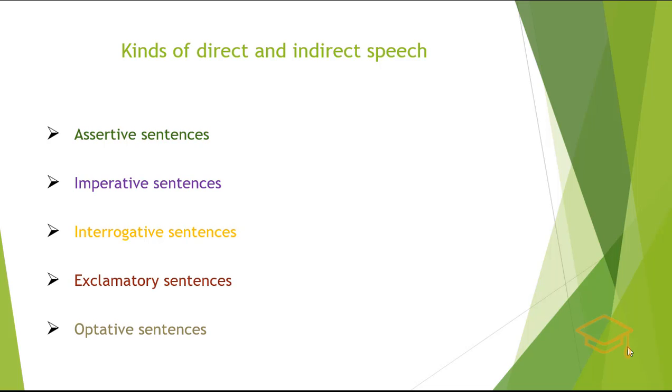In this video, you will learn about the kinds of direct and indirect speech. What are the kinds of direct and indirect speech? These are the assertive sentences, imperative sentences, interrogative sentences, exclamatory sentences, and optative sentences. I will discuss with you one by one. So let's start.